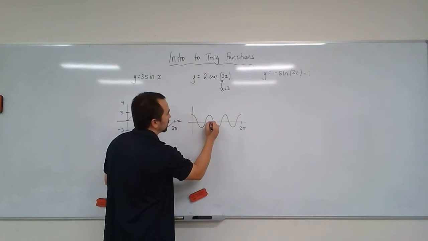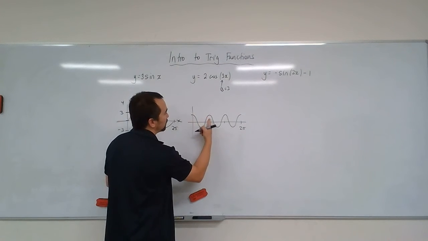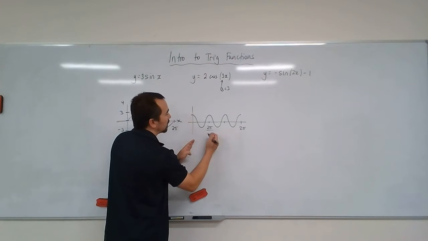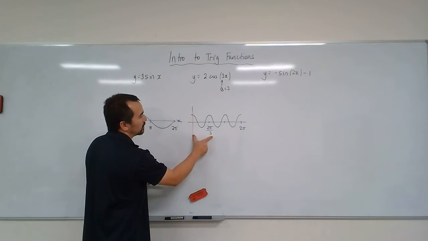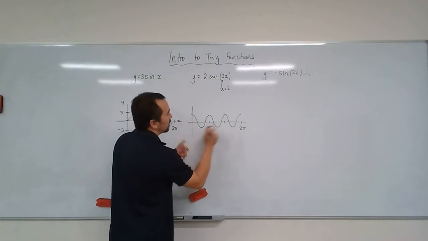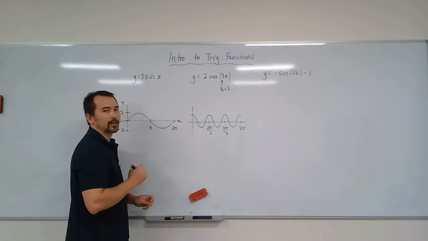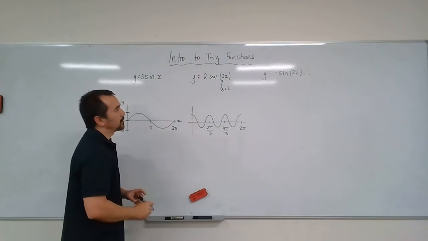Now, since there are 3 cycles like that, I could say that this peak must be 2 pi, that distance divided into 3 parts. So that must be 2 pi on 3. If that's 2 pi on 3, doubling it will give me this marker, which is 4 pi on 3. So 2 pi on 3, 4 pi on 3, 6 pi on 3. 6 pi on 3 is the same as 2 pi.